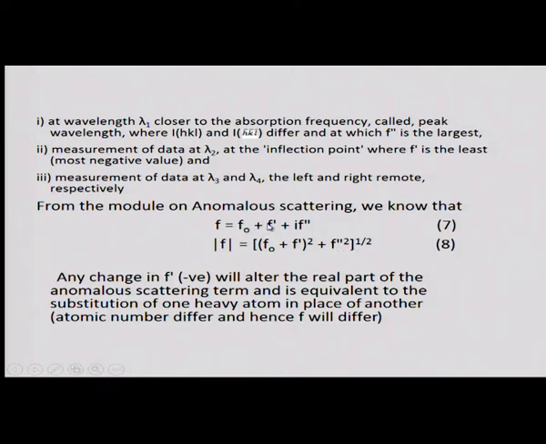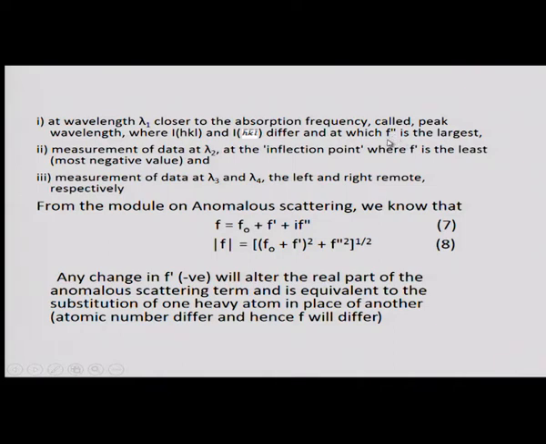Remember that f prime is always negative, f double prime is always positive. Now, you do data collection at 3 wavelengths. First, at a wavelength lambda 1 closer to the absorption frequency, called the peak wavelength, where the intensities between h k l and h bar, k bar, l bar will differ. At this wavelength closer to the peak wavelength, we have the maximum value for f double prime.